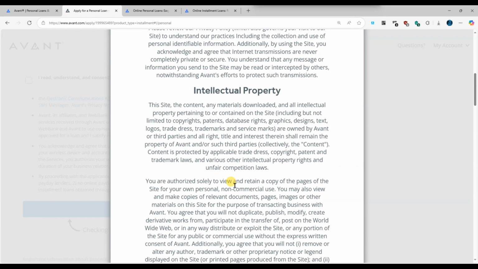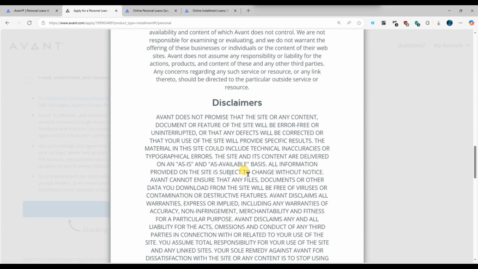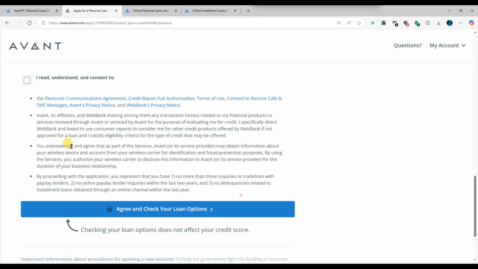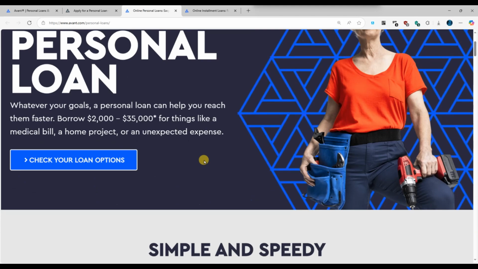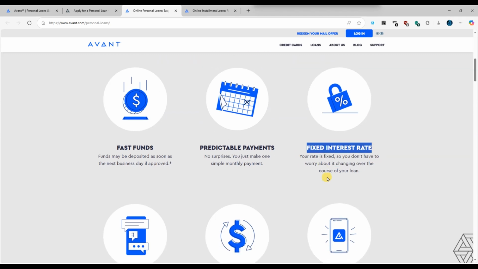Also check for automatic payment terms. Some agreements include autopay clauses, which means funds will be deducted automatically from your account. Be sure you are comfortable with this setup and that your bank account has enough balance on due dates. Now you know how to read your Avant loan agreement carefully.